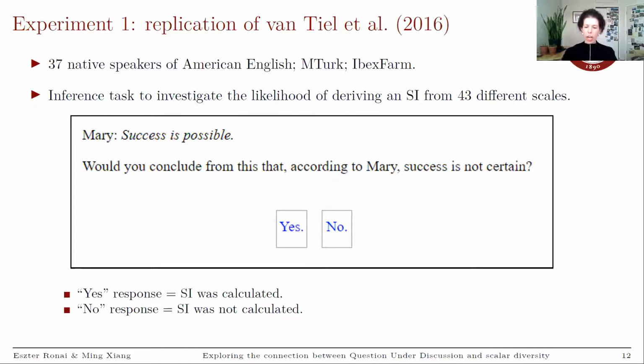Importantly, in this task, a yes response suggests that the participant has calculated the scalar inference. So if you answer that you would conclude from "success is possible" that success is not certain, that suggests that you calculated the possible-but-not-certain scalar inference. On the other hand, if you respond no, that suggests that you have not calculated the scalar inference. So this is basically a replication of Ventil et al.'s experiment. So let's see our results.